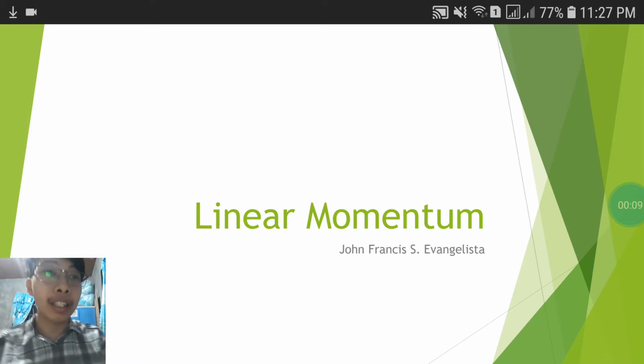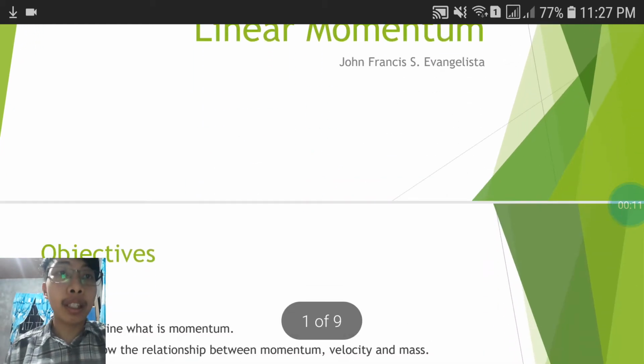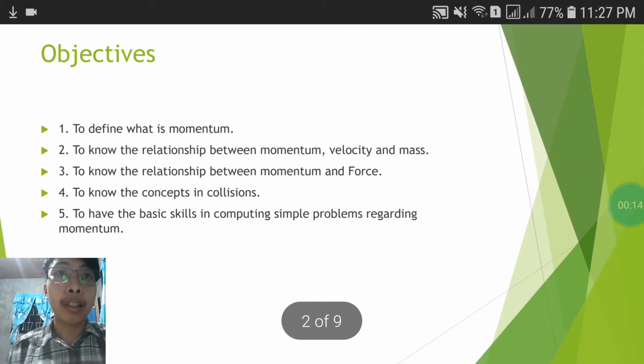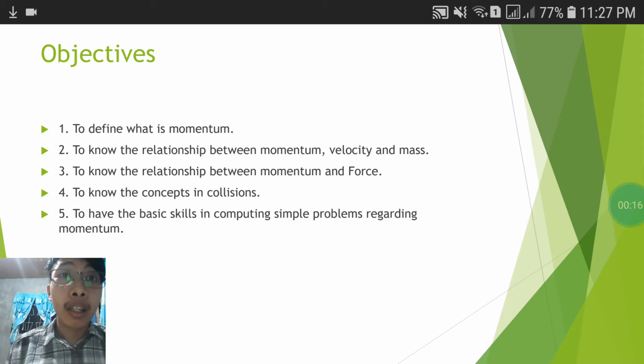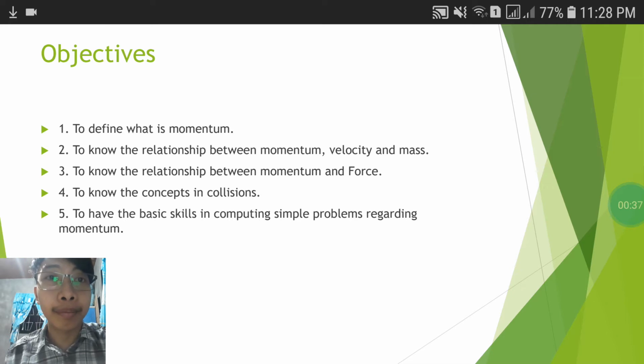So first, let's determine what our objectives are. First, to define what momentum is. Second, to know the relationship between momentum, velocity, and mass. Third, to know the relationship between momentum and force. Fourth, to know the concepts in collisions. And lastly, to have the basic skills in computing simple problems regarding momentum.